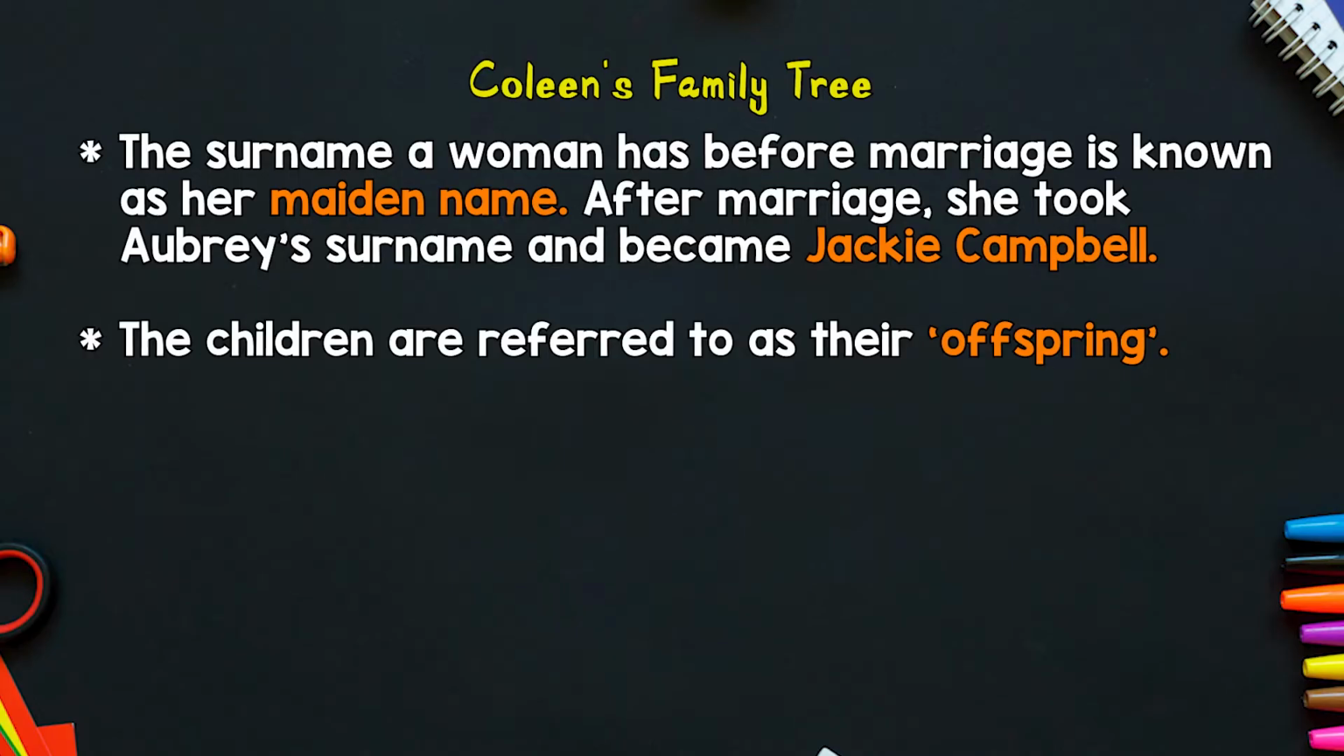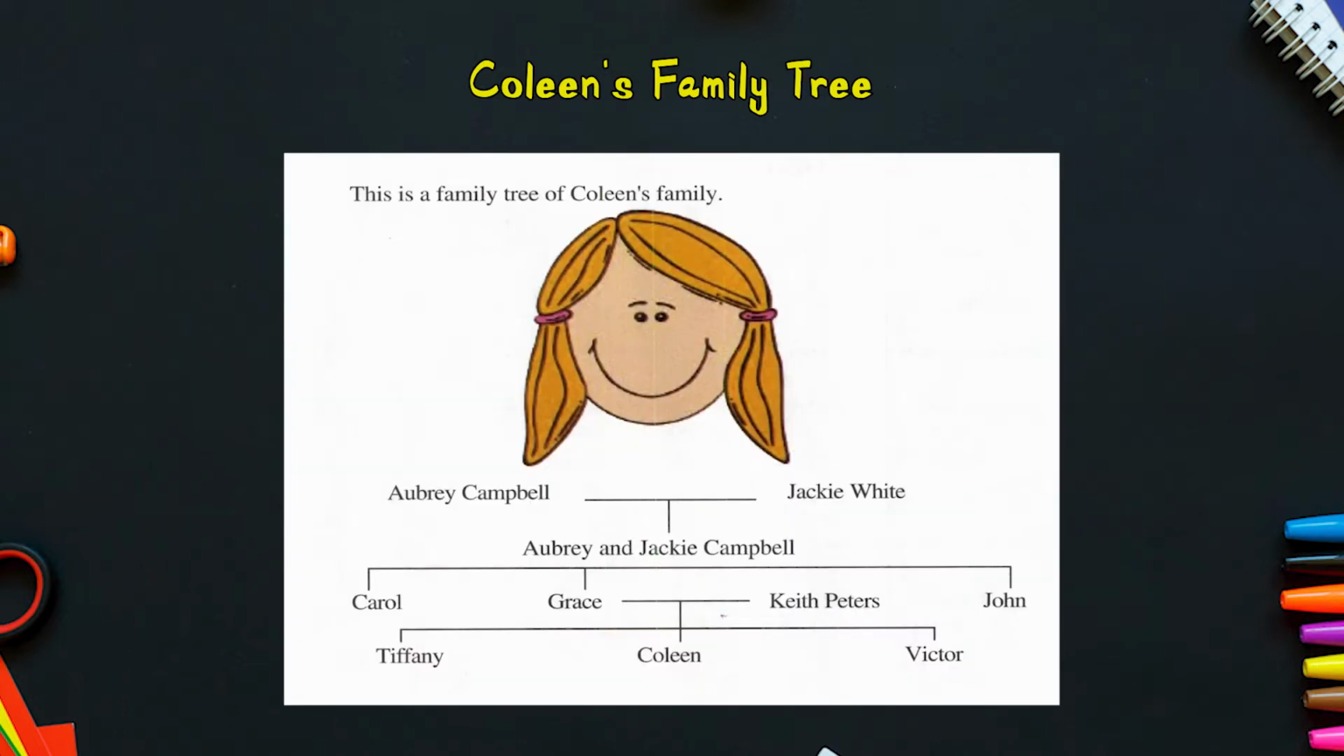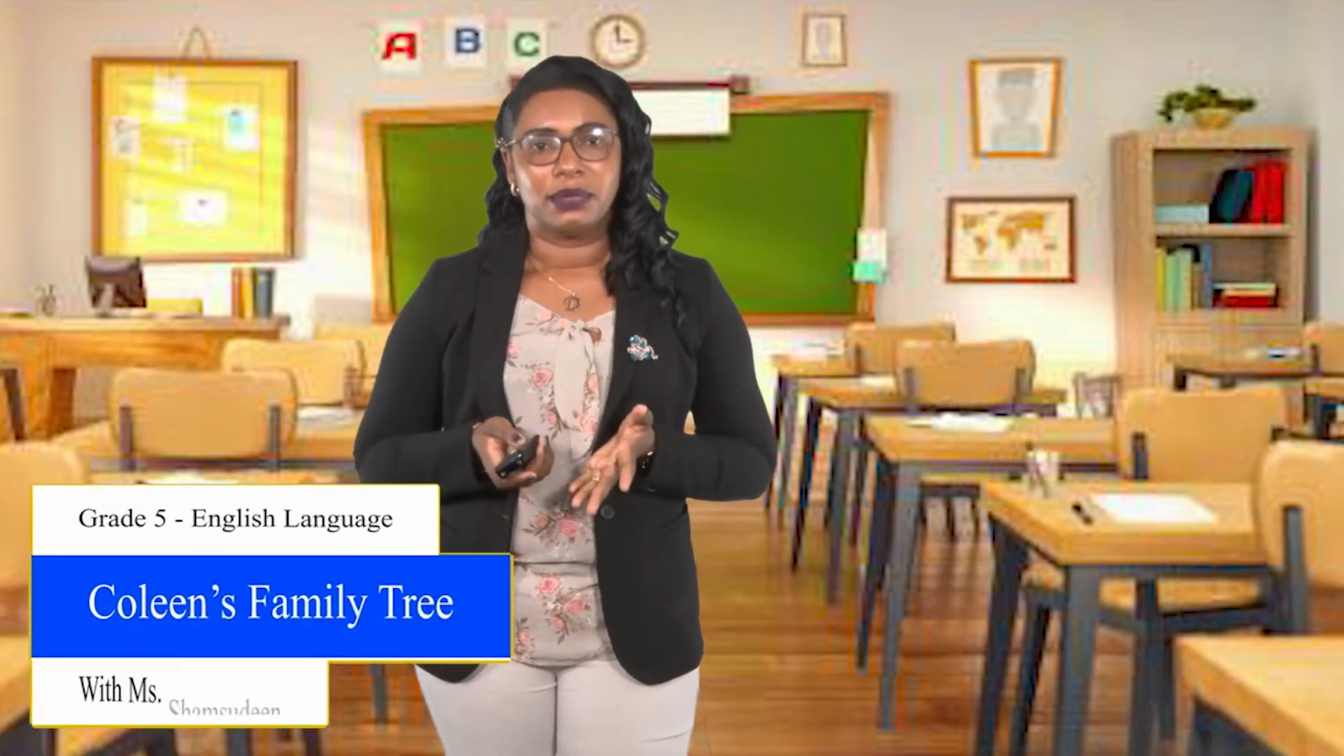In most families, when a man and a woman get married, they start their special family and they have children. Those children are referred to as their offsprings. Can you find the offsprings of Jackie and Aubrey on the family tree? Now, some families would have one offspring or a child, while others choose to have a number of offsprings.